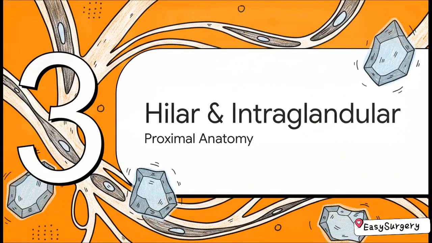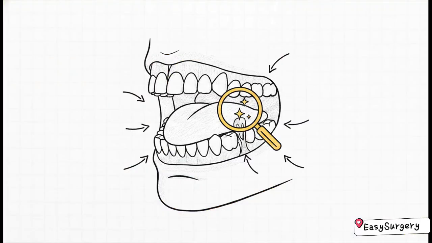Next up, Section 3, hilar and intraglandular stones. We're shifting our focus deeper into the proximal anatomy now. First things first, let's orient ourselves geographically. We are targeting the area near the hilum, right around the second molar region. Lock this into your brain because this is a classical FCPS viva site.